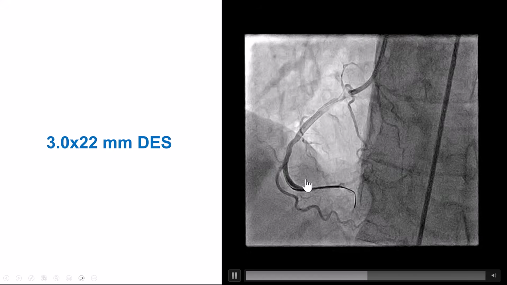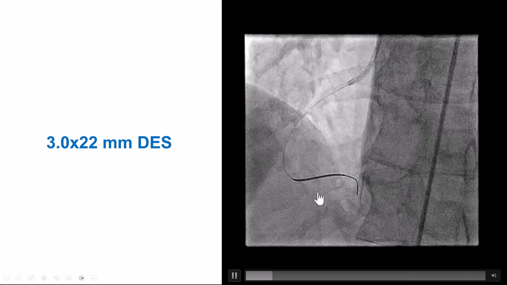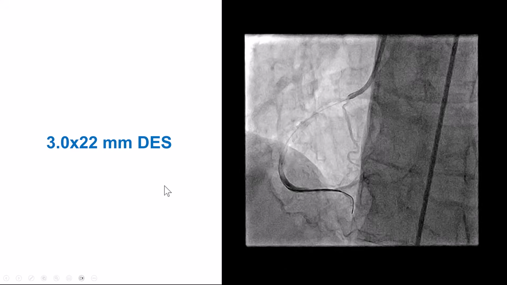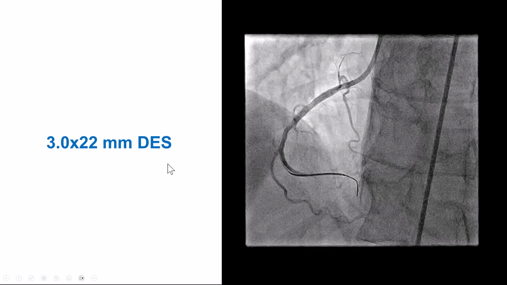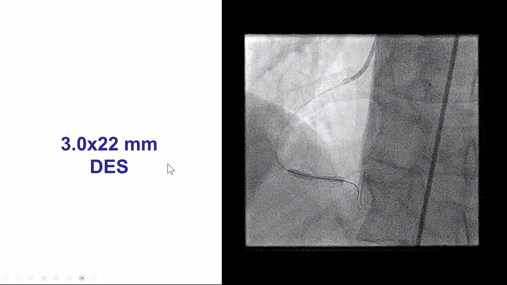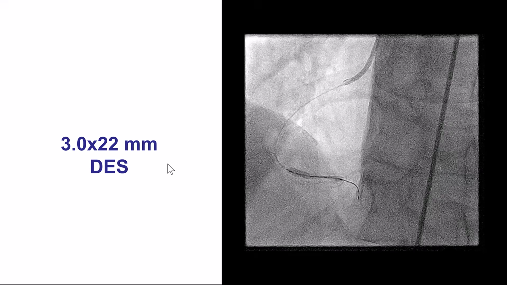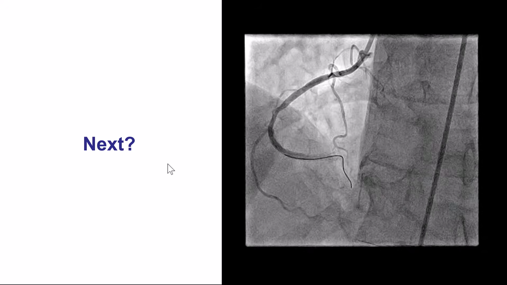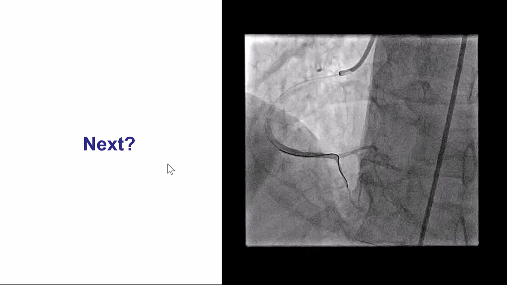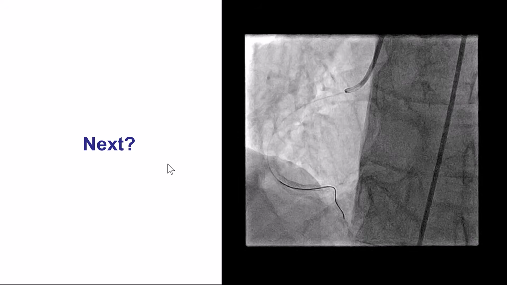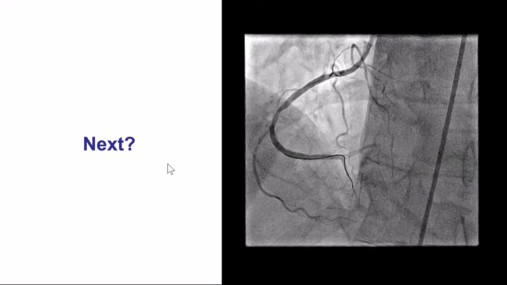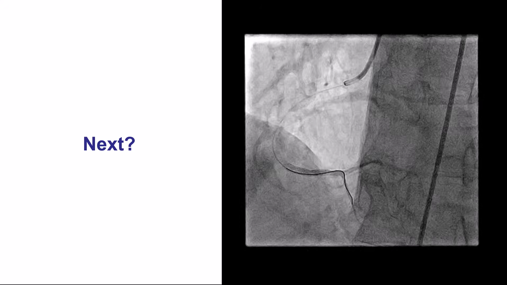So what to do next? We still have a significant stenosis in the distal right coronary artery. We therefore placed a 3.0 by 22 millimeter drug-eluting stent. And sometimes when we do that, we may have problems by essentially pushing or squeezing the thrombus. And this is exactly what happened.